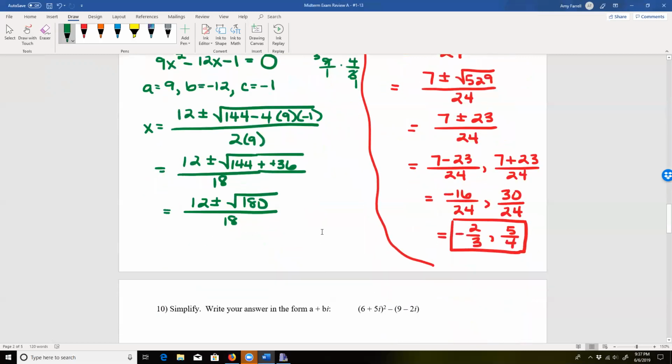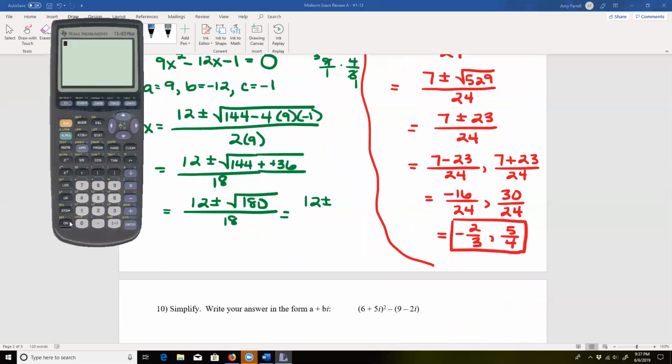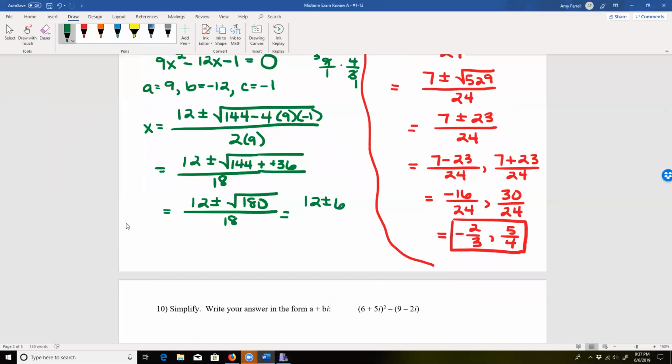To simplify the square root of 180, I could make a factor tree again. For this one, let's just see. I know 180 is divisible by 4. And then it looks like 36. Okay, so let's see. If I take 180, 36 I think is the biggest perfect square. Yeah. So it looks like it simplifies to 6 square root 5. Some of your calculators I know will do that as well. So 6 square root 5.